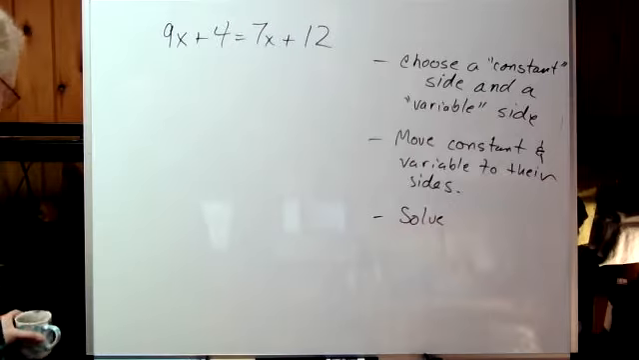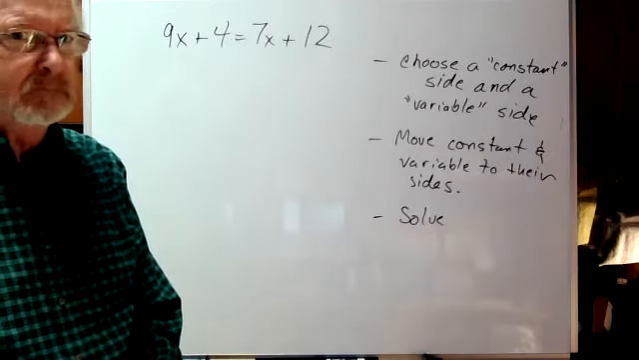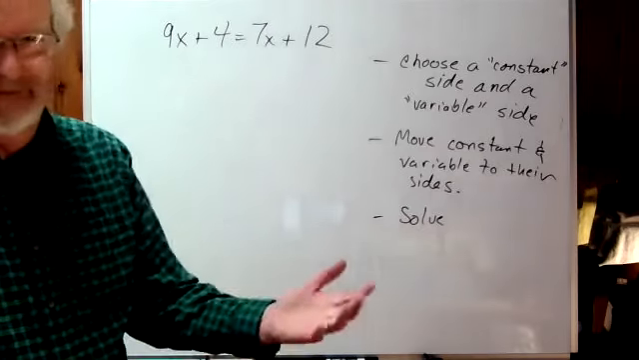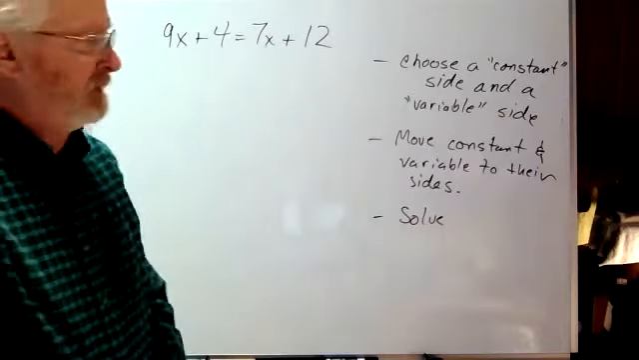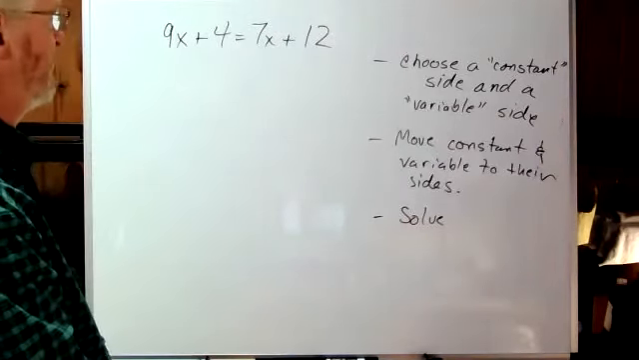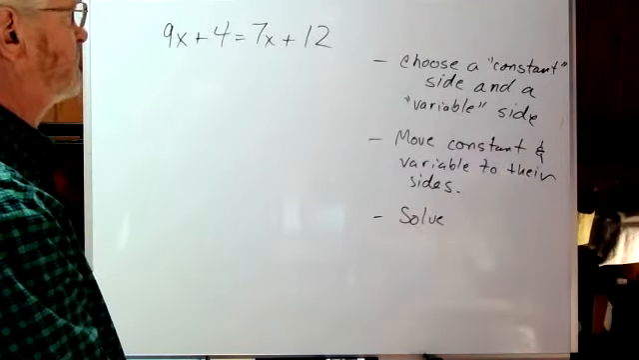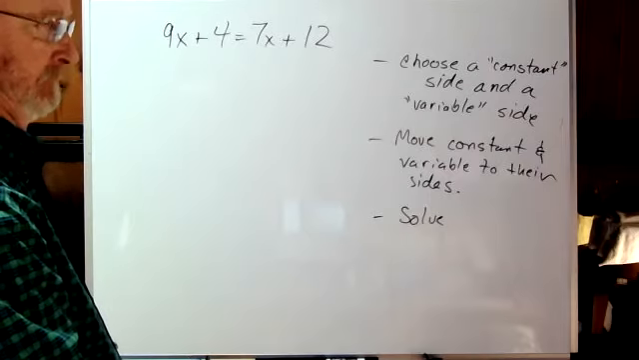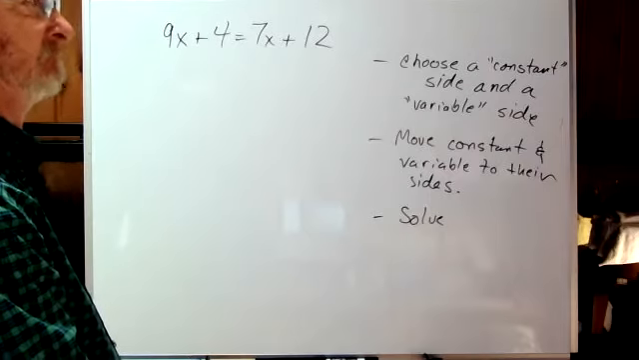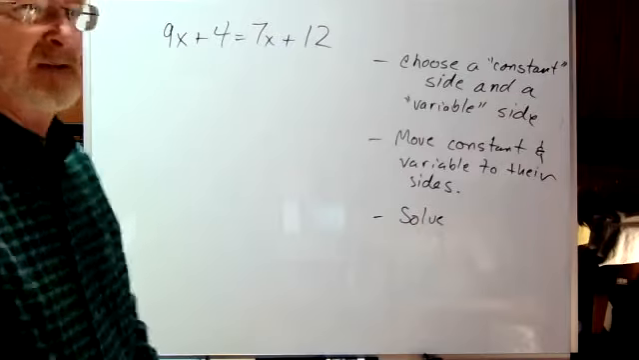Professor, can I ask you a question? Yes. This may be a silly question, but say with this problem, I wanted to remove the variables. If I remove the 7x from both sides, that'll be easier, right? As opposed to removing the 9x. That's what I was kind of saying.